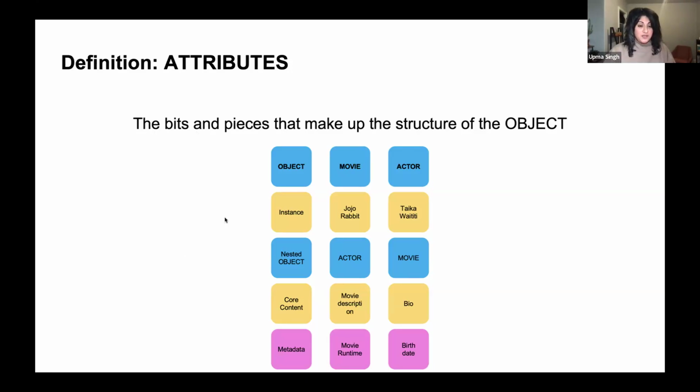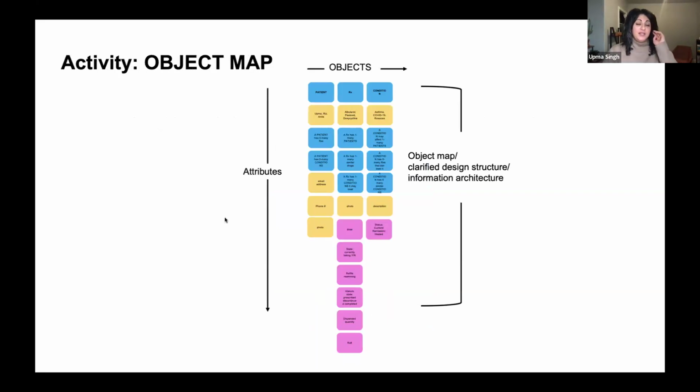And so when you've done this for all of your objects, you're going to end up with something that looks like this, which is what we call an object map. You've got all your objects. Again, at some point, you're probably going to prioritize these from left to right. And then all of your objects have all their attributes listed. At some point, you're going to prioritize these from top to bottom. And this is a map that gives you clarified design structure, AKA an information architecture for your product.